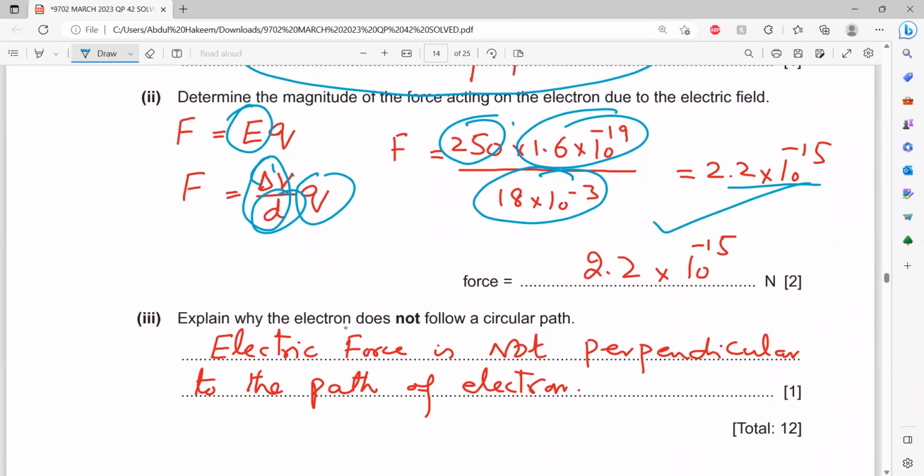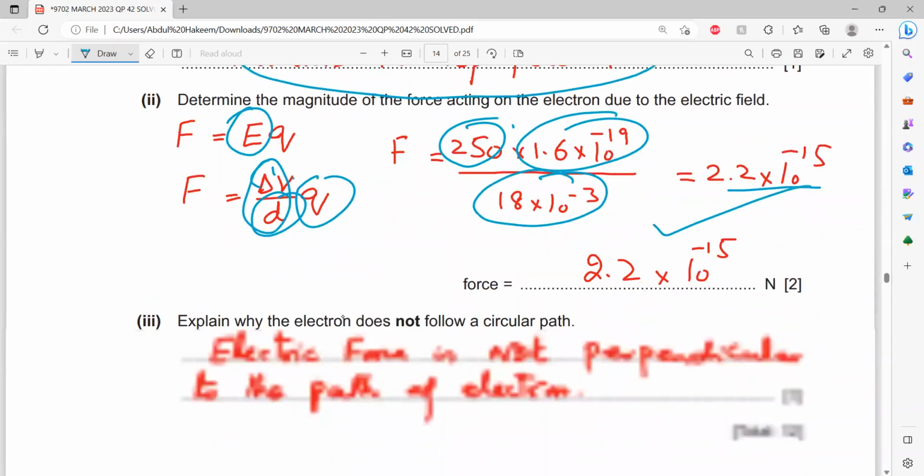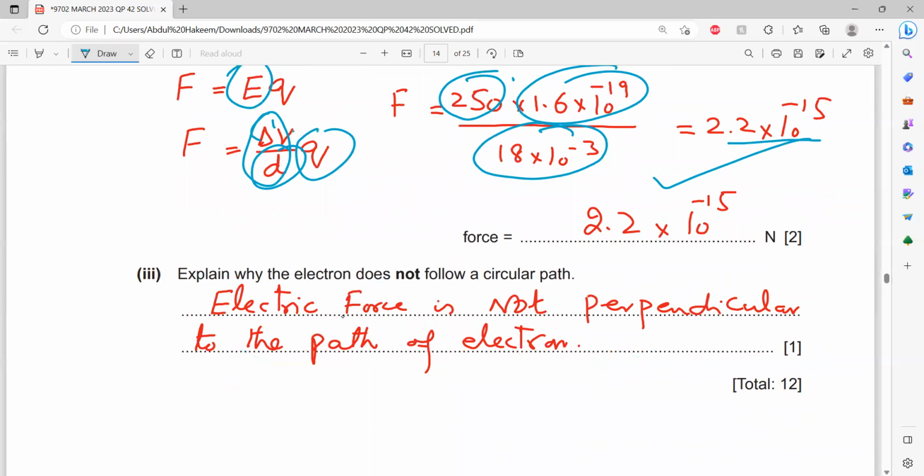Explain why the electron does not follow the circular path. Look, this electron is traveling in this direction. All the time, angle is not constant. Angle between the path and the force is changing. So we will write here, electric force is not perpendicular to the path of electron. Thus, this path is not circular.